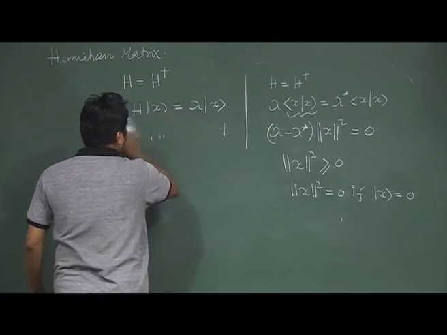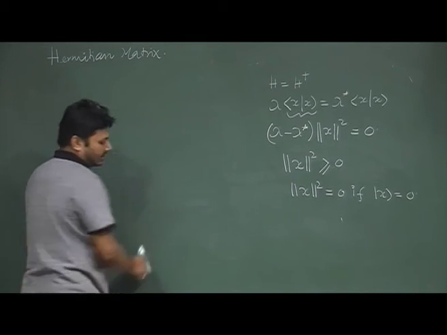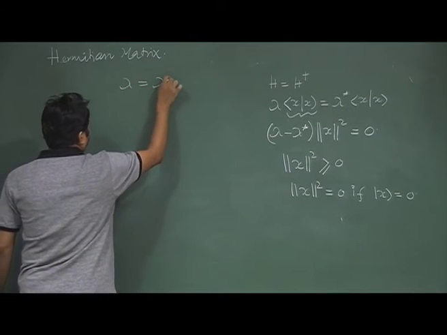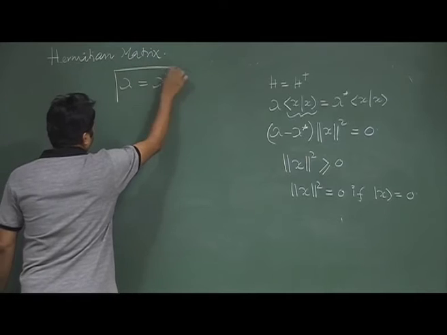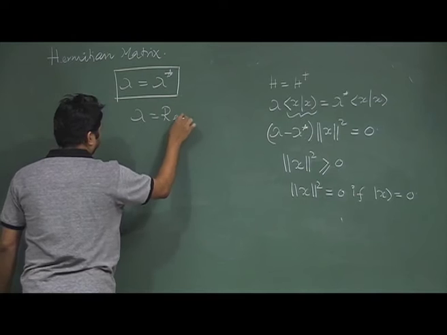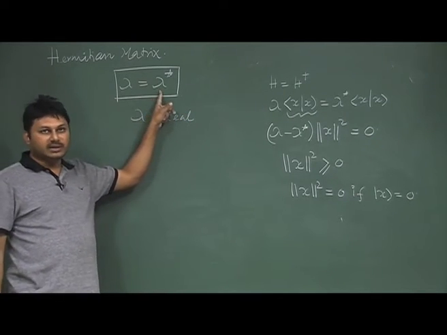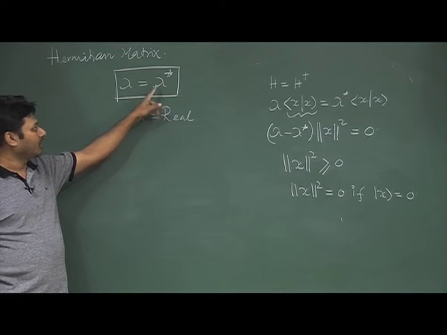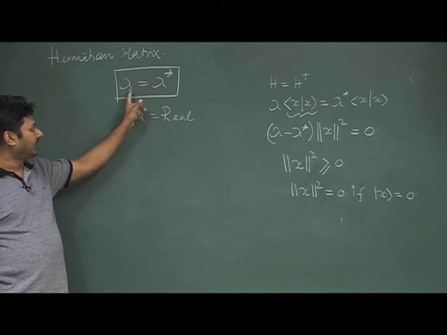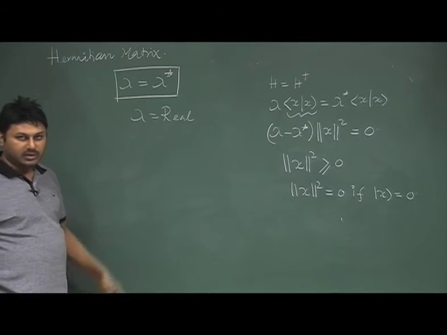So, from this logic, I can say that lambda must be equal to lambda star. Lambda equal to lambda star is nothing but lambda is equal to real. A quantity which is equal to its complex conjugate is only possible when the imaginary part is 0, and here lambda is equal to lambda star, that eventually means lambda is equal to a real quantity.